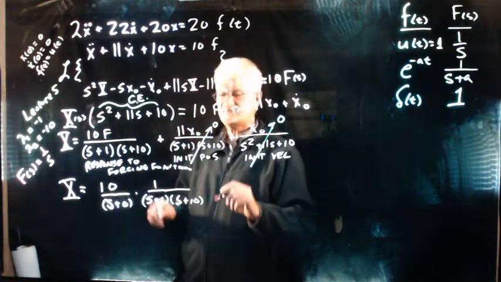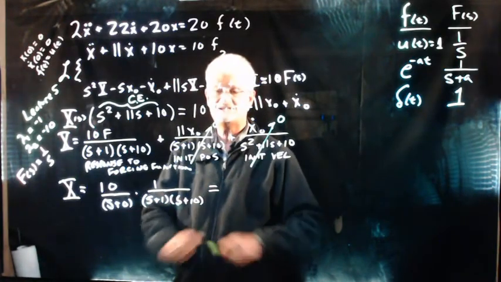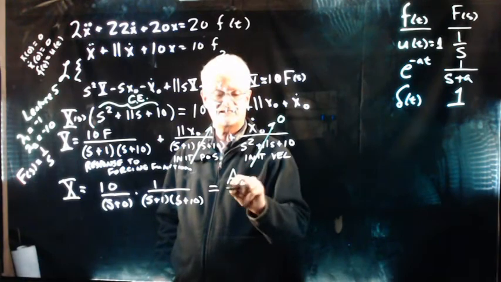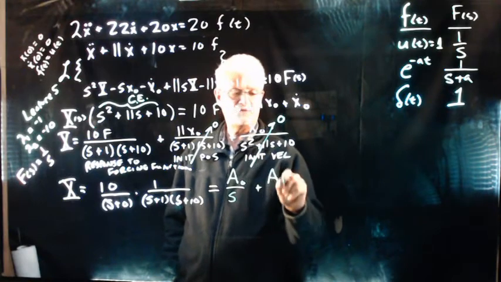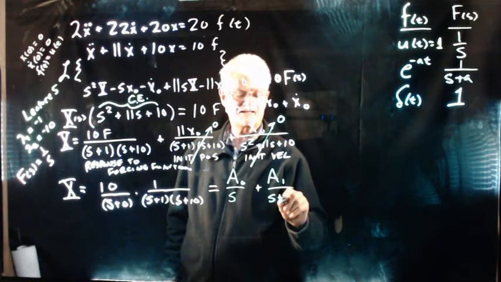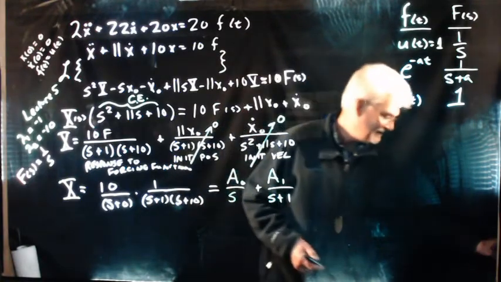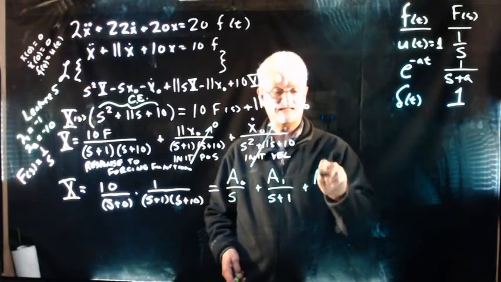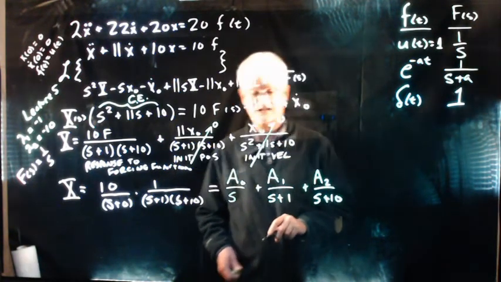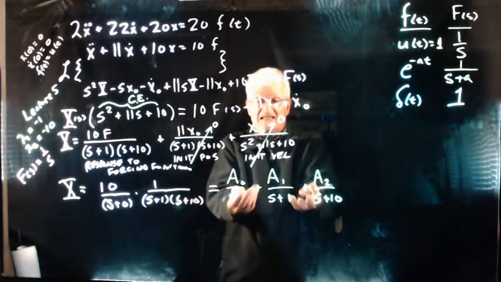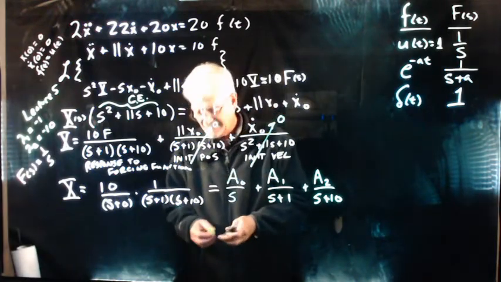And you know what I'd really like to do is break this into smaller pieces. If I could break it into small enough pieces, I could break it into a piece that would look like this: A0 over s, because that's s plus 0, plus A1 over s plus 1, and then another one that would be plus A2 over s plus 10. If I can get it into this form, I can just use my table of Laplace transforms. It's easy peasy, easy as pie.